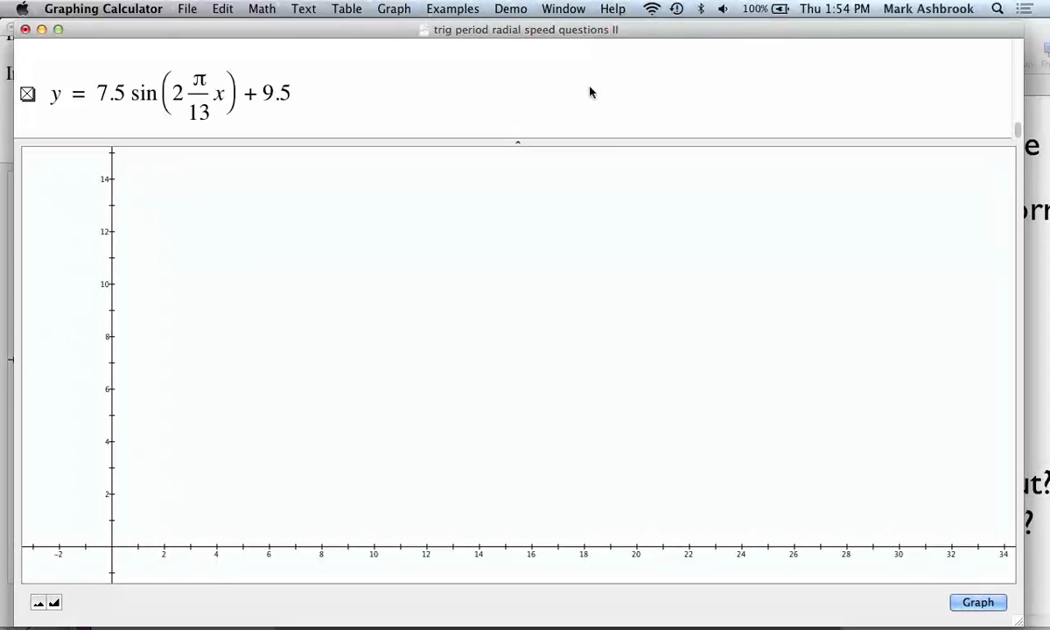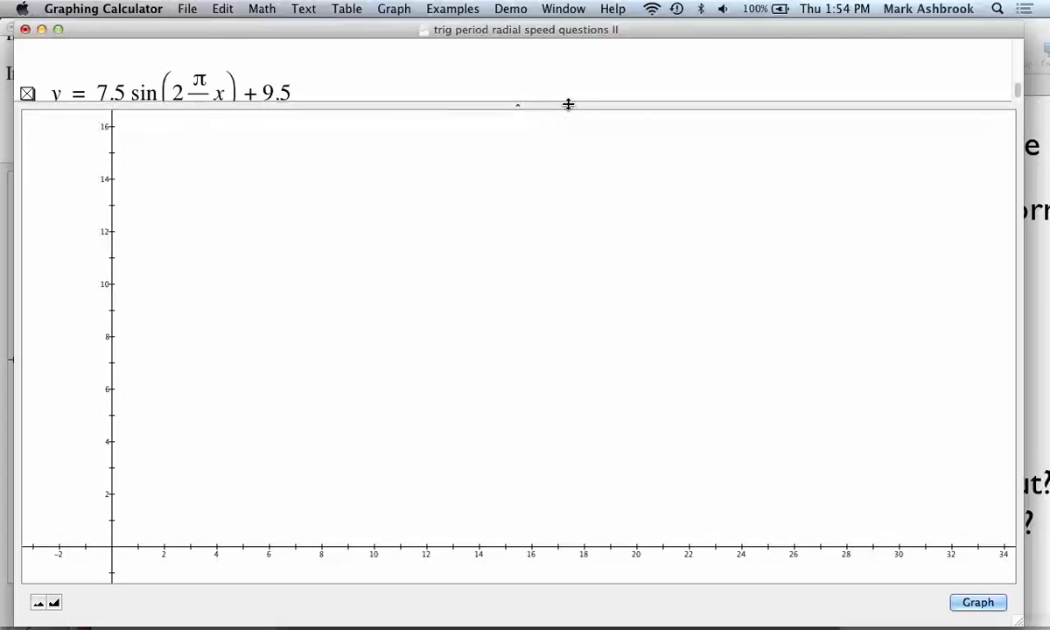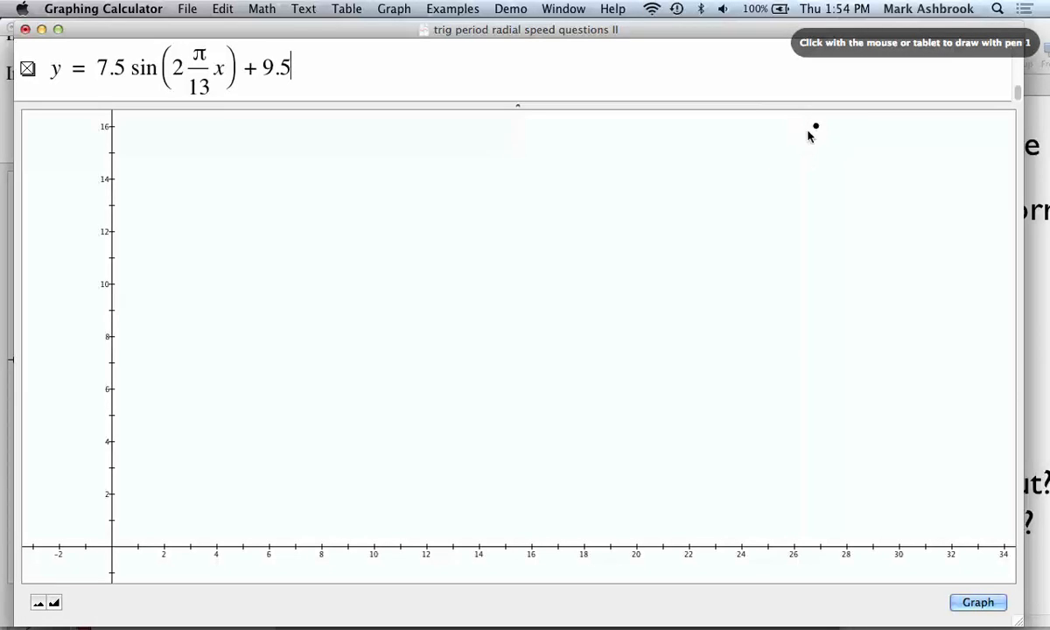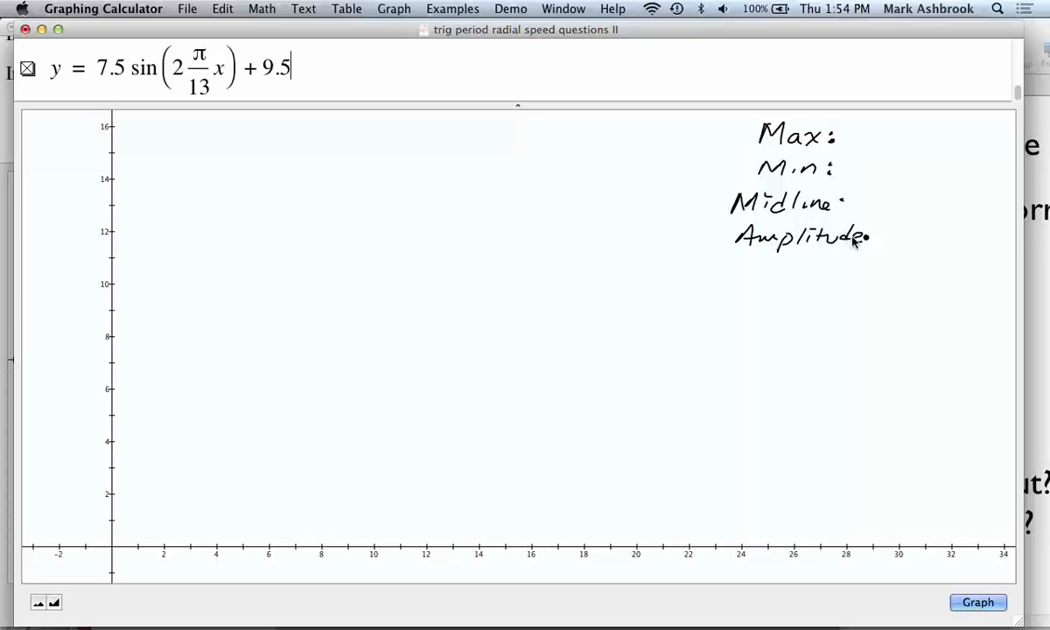So let's talk about we got some new terms to talk about here. When we sketch these sine and cosine functions, we have what's called the max, the min, the midline, the amplitude, and we talked about last time the period.